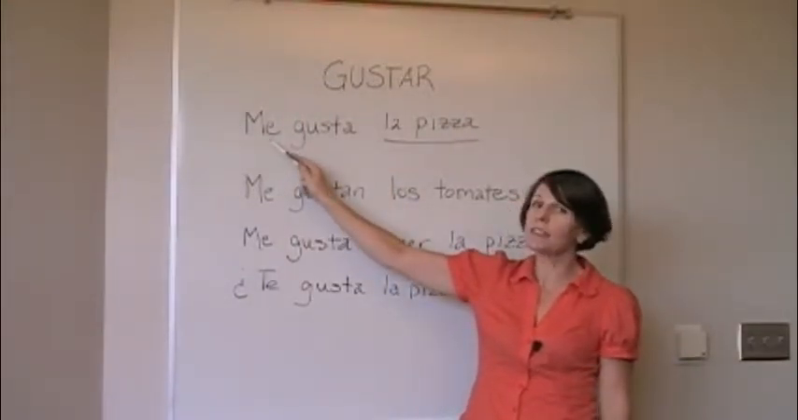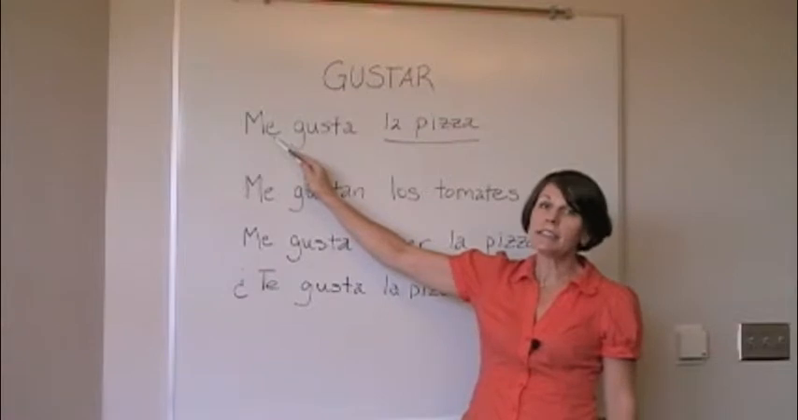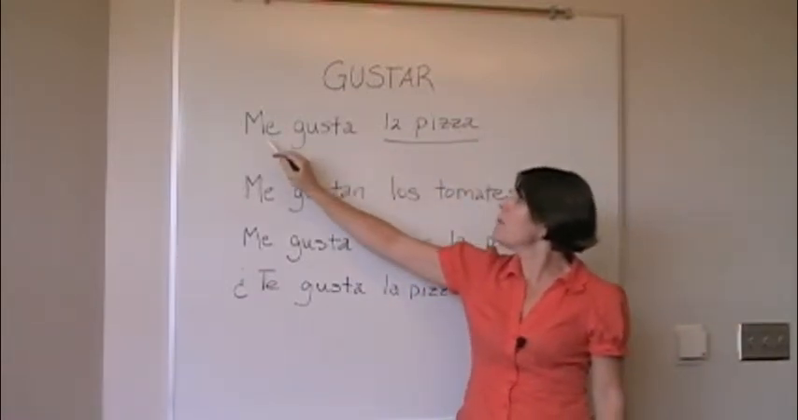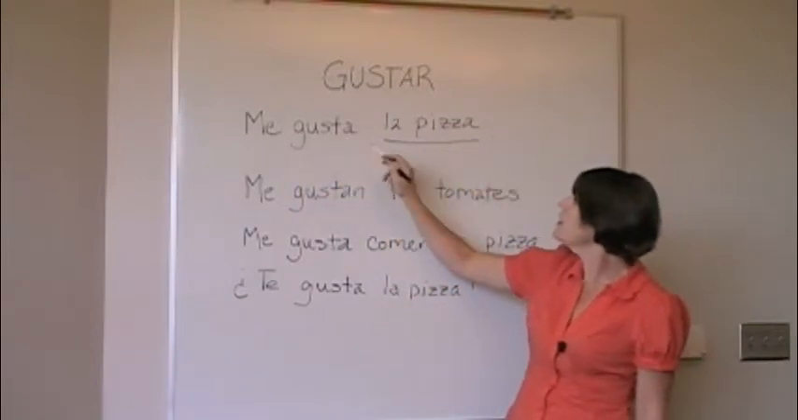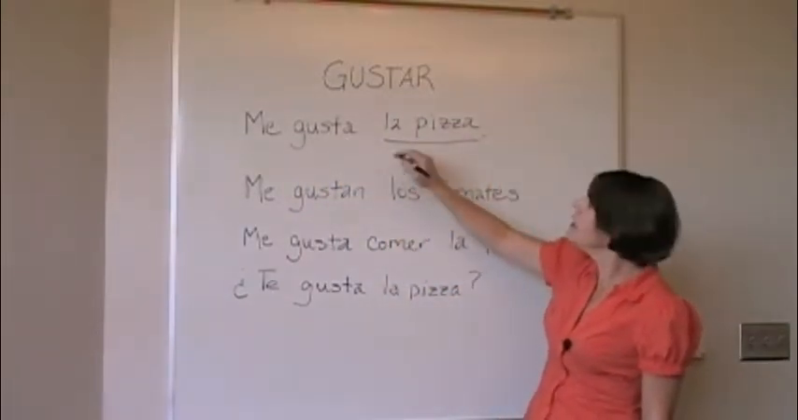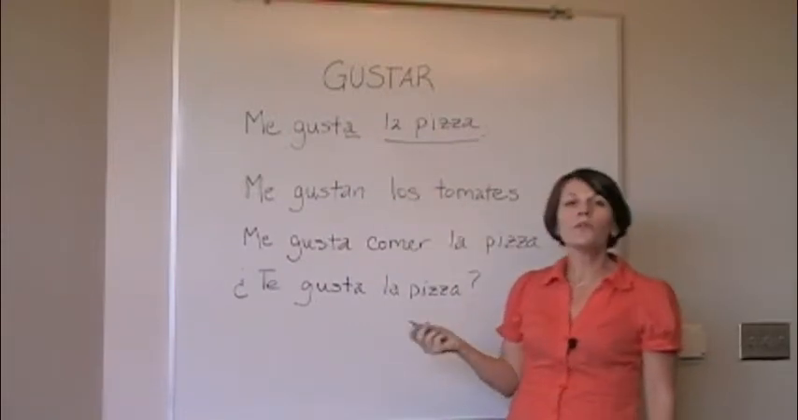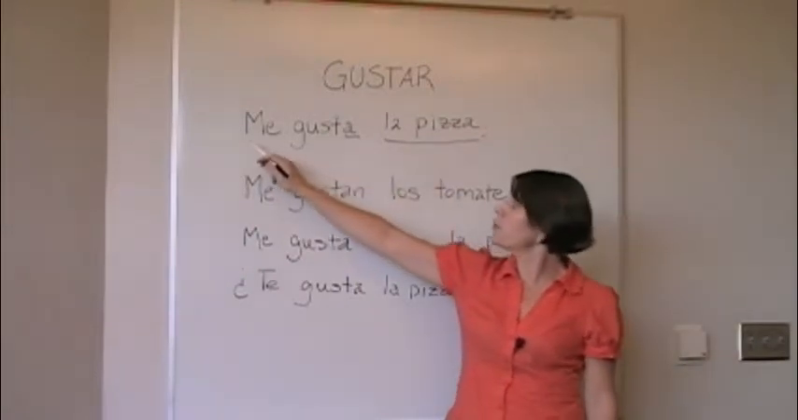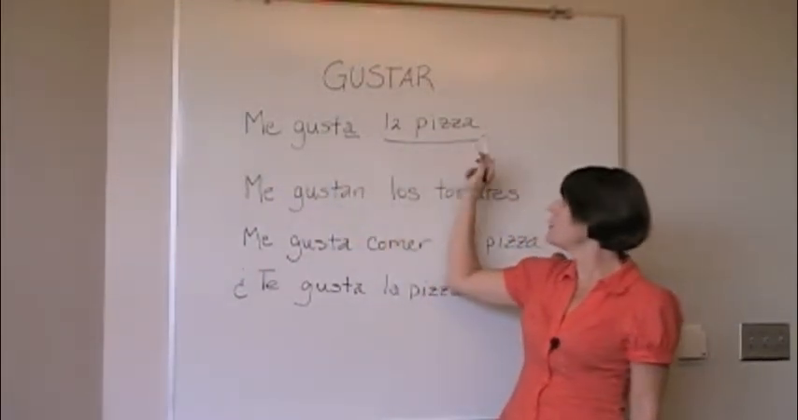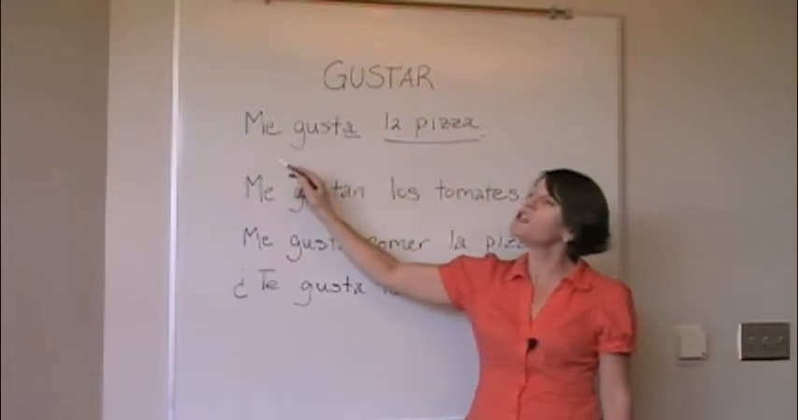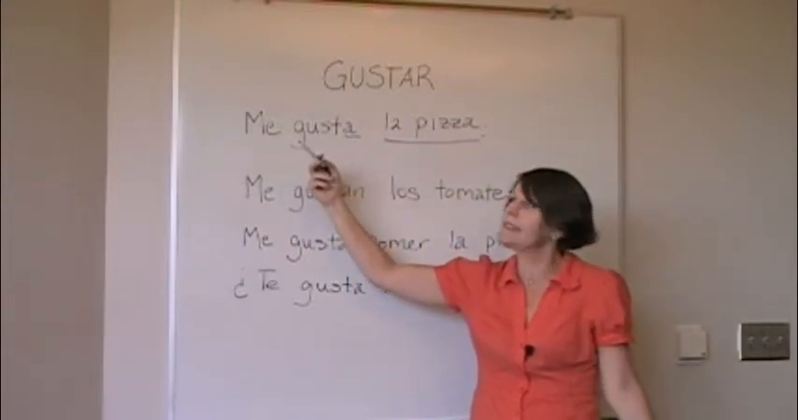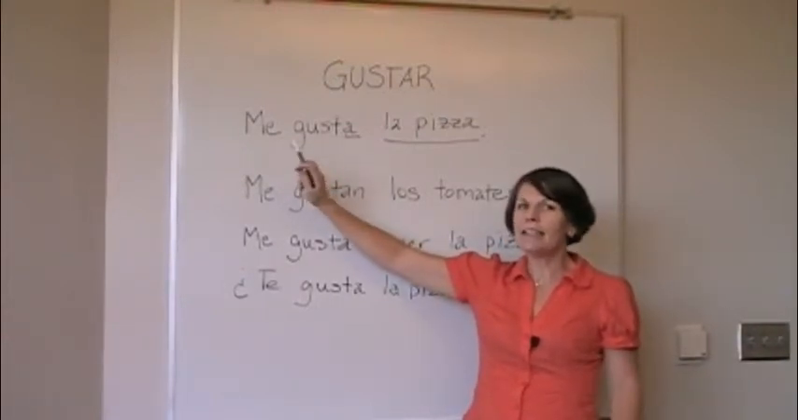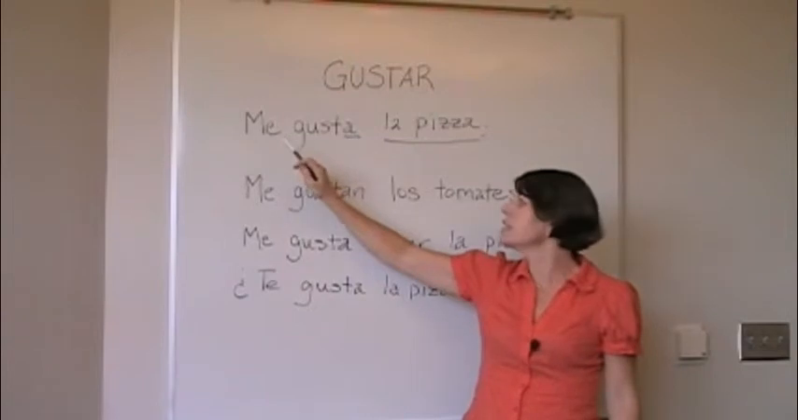So this is not the subject. This is not yo. This is me. It's an object pronoun. La pizza gusta a mí, me gusta la pizza. So pizza is singular, third person singular, and so the verb is conjugated with just the a on the end, gusta. And then you put the pronoun in front, me gusta la pizza. Literally, pizza is pleasing to me. Okay, but we would say I like pizza. A lot of students want that me to be I, and it isn't, and we're going to see that more later on in this unit.